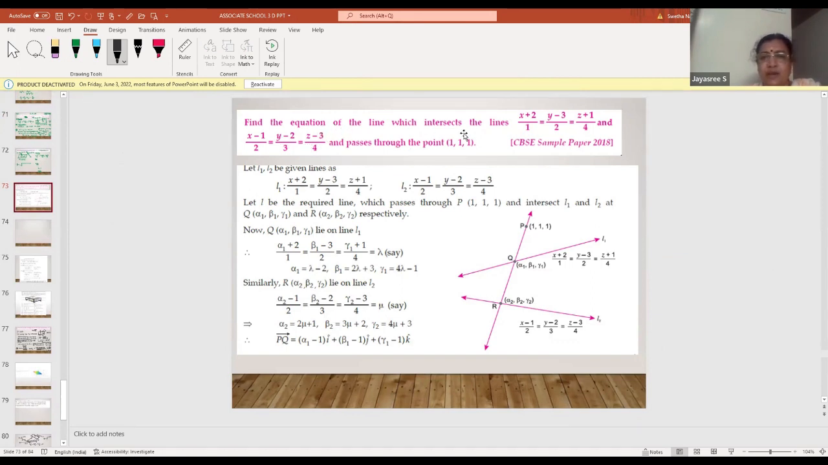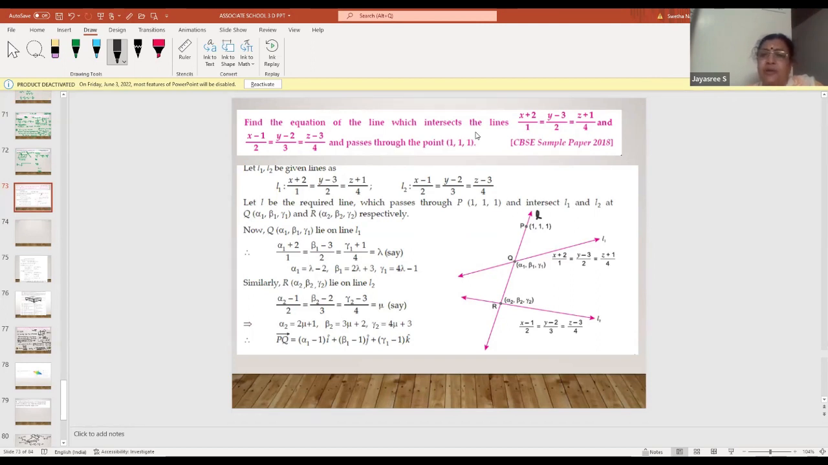Find the equation of the line. One of the most difficult and hard questions we come across in 3D. Find the equation of the line which intersects the two lines, and the line we are finding is passing through the point 1, 1, 1. You can see the diagram. This line L we are finding passes through the point 1, 1, 1, and intersects the first line at the point Q with coordinates alpha 1, beta 1, gamma 1, and the other line at a point with alpha 2, beta 2, gamma 2.